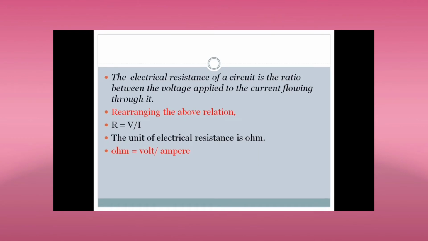So how will you define electrical resistance? It is defined as the ratio of voltage applied to the current flowing through it. Rearranging the relation V is equal to IR, you will get R is equal to V upon I. The unit of electric resistance is ohm, denoted by the symbol omega.